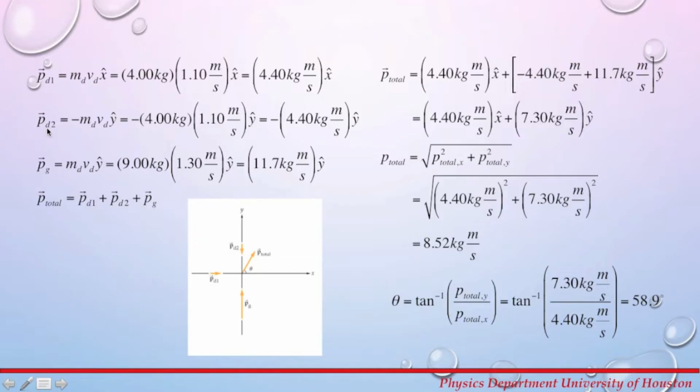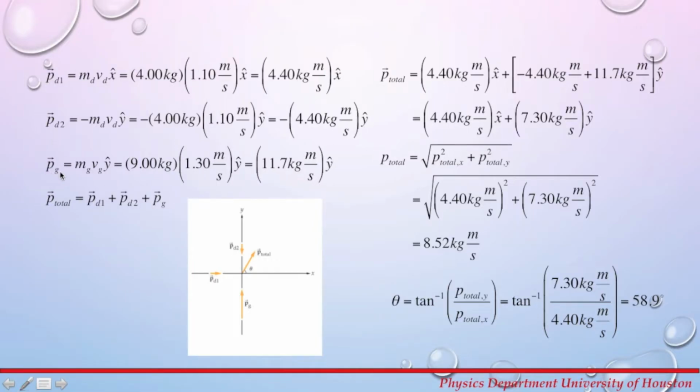The momentum for duck 2 is, since duck 2 is moving in the negative y direction, going to be negative the mass of duck 2 times her velocity. And then we will get that duck 2 has the same magnitude of momentum as duck 1, only in the negative y direction. And the momentum of the goose is going to be given by this equation, mass of the goose times the velocity, and the goose is moving in the positive y direction. So the momentum has a magnitude of 11.7 kilogram meters per second in the positive y direction.